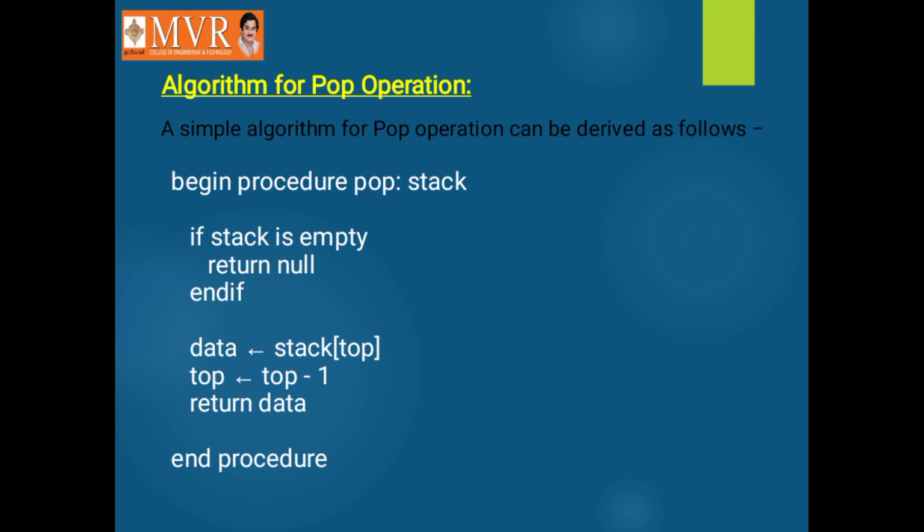If it is not empty, data = stack[top] and top = top - 1. That is, delete the item pointed by the top pointer and then decrement the top pointer by 1 and return the data, that is, return the data back to the memory bank, like that you can say, and end procedure. This is a simple algorithm that you will be using for performing the pop operation.